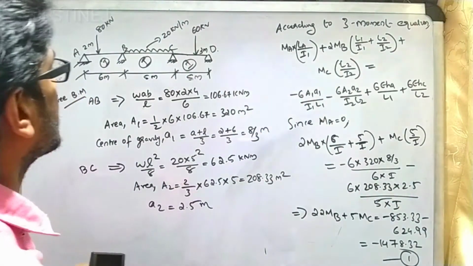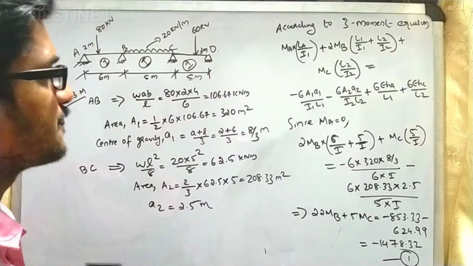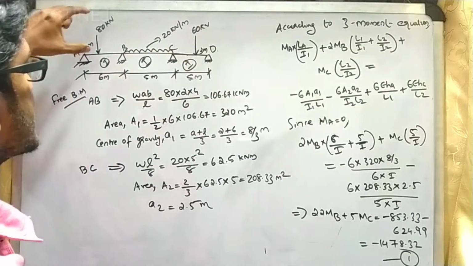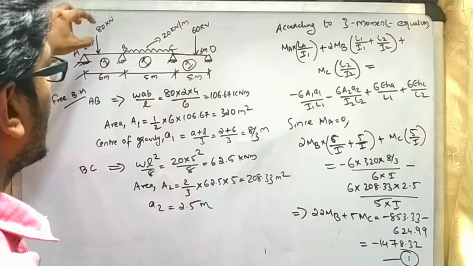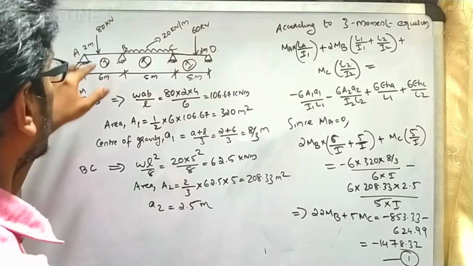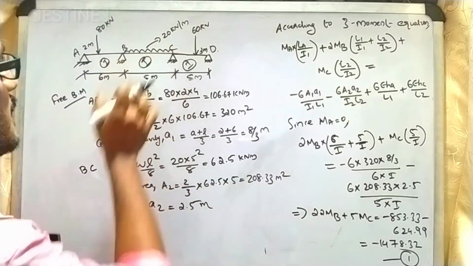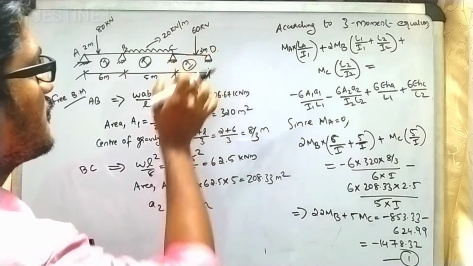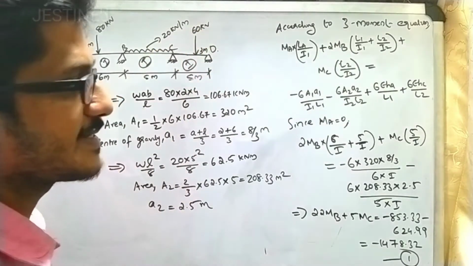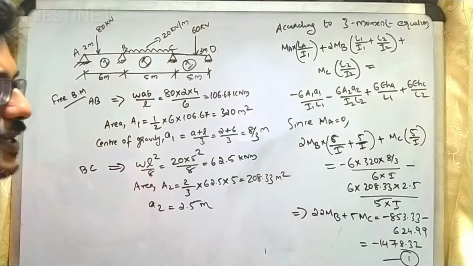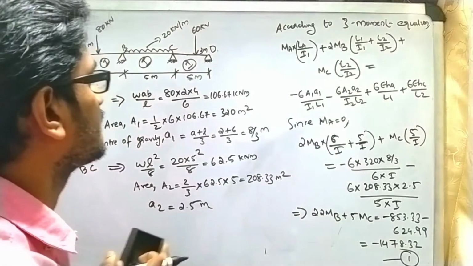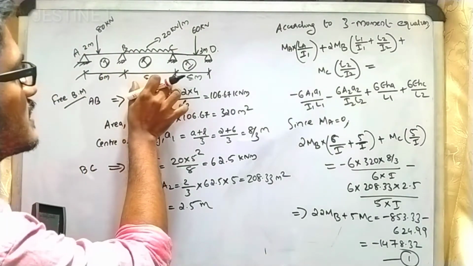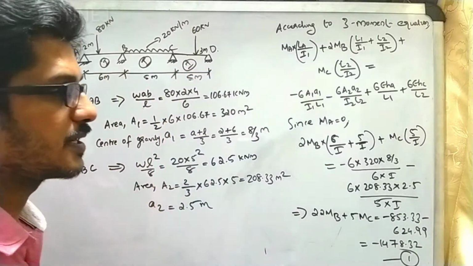In this given question, a continuous beam with four supports is given: A, B, C and D. The loads are 80 kilonewton in the AB span, for the BC span a UDL of magnitude 20 kilonewton per meter, and for the CD portion a 60 kilonewton load is active. The moment of inertia is constant throughout the beam. The span lengths are: AB is 6 meter, BC is 5 meter and CD is 5 meter.